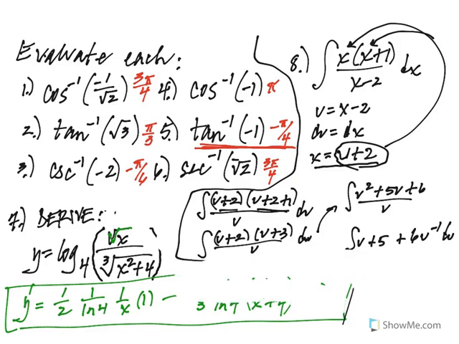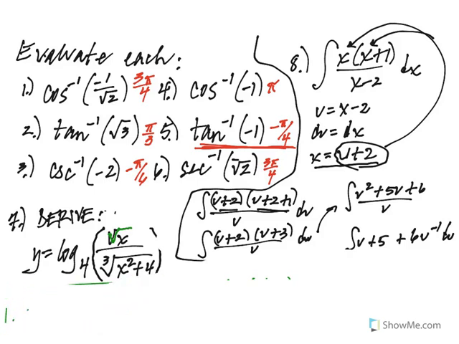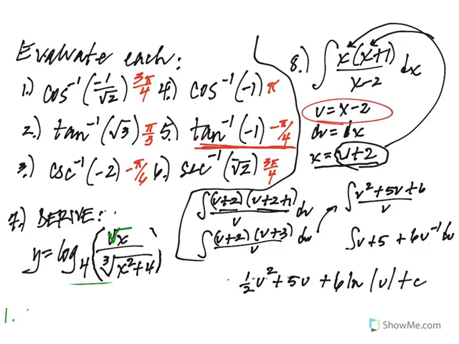Just a little more room here. And now I can integrate each one of these individually. This gives me 1/2 u squared plus 5 times u plus 6 times the natural log of the absolute value of u plus c. And then, of course, I'd like you to take this u, x minus 2, and plug it here, here, and there, which would be your final answer. All right.